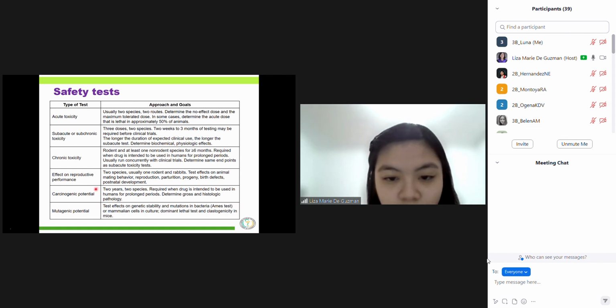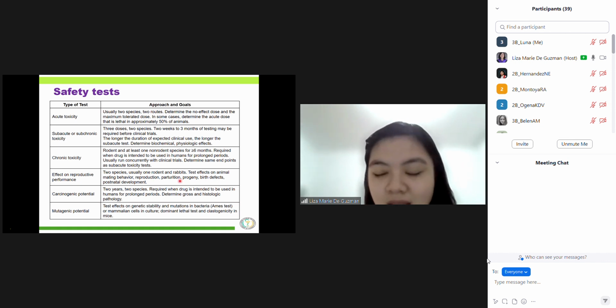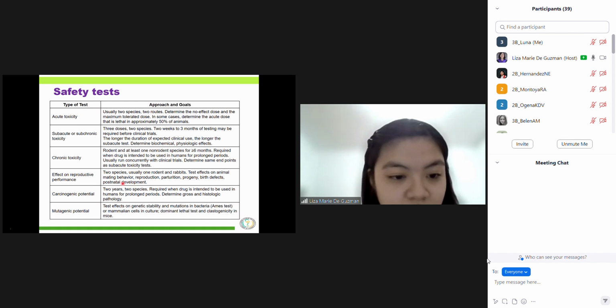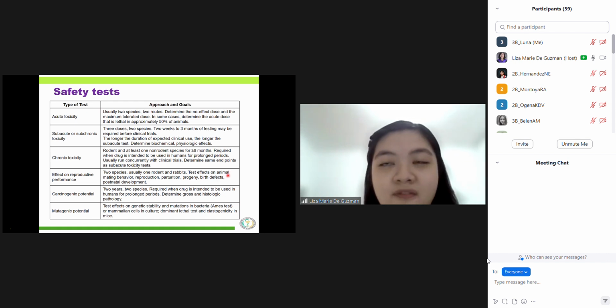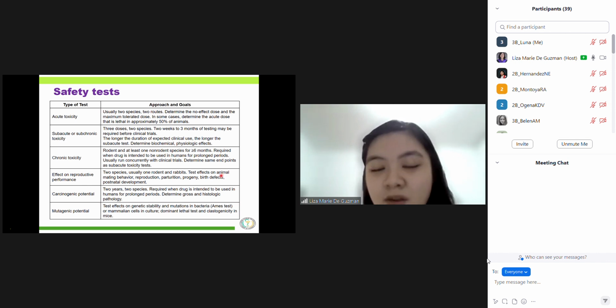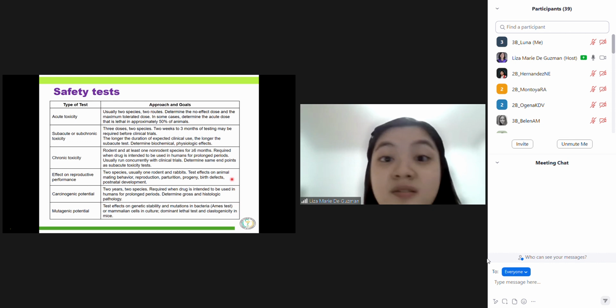And then effect on reproductive performance. So we have the following test animals identified here. We are trying to determine not only the effect on the offspring, but even on the mating behavior of our test animals, reproduction, parturition during delivery, and then the effect on the progeny or the offspring, are there birth defects produced in the offspring after delivery.